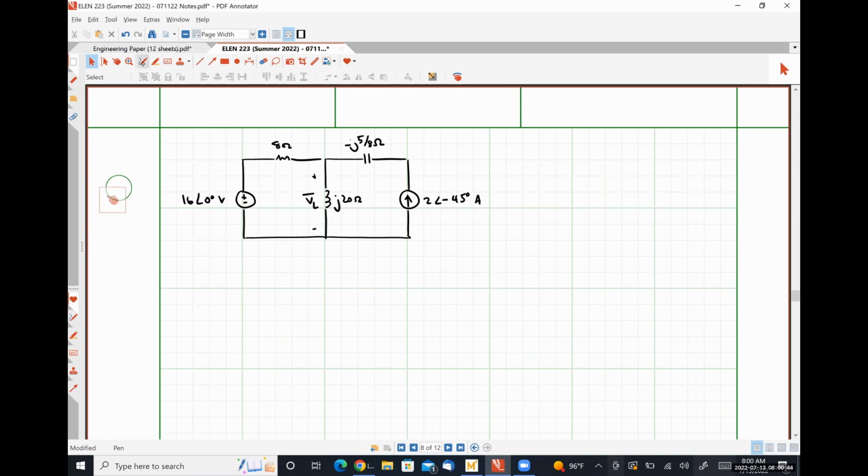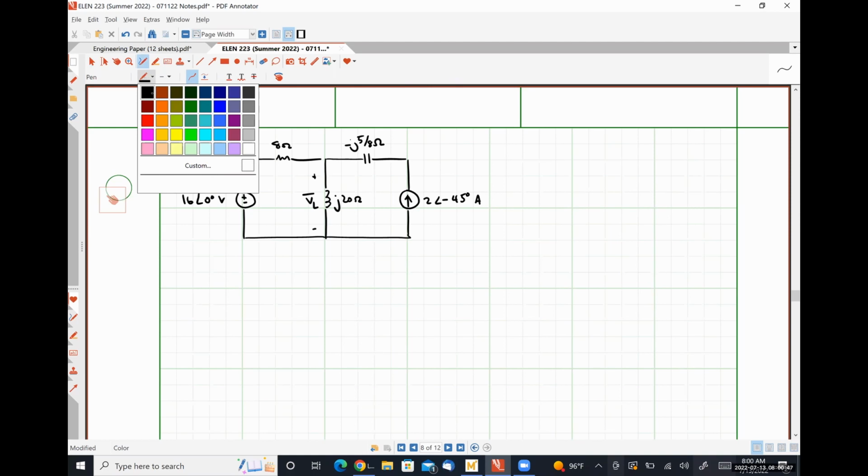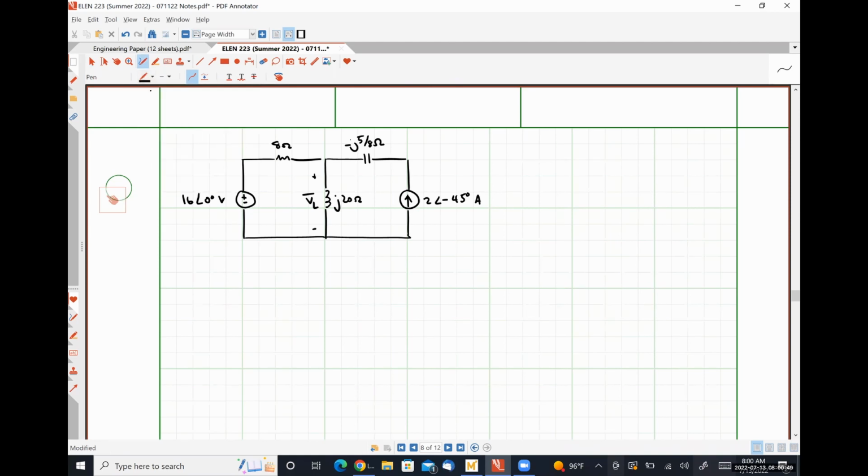So another way that we could potentially work this circuit, I believe to this point we've done mesh analysis and superposition. So another way that we could solve this circuit pretty easily would be using the Thevenin equivalent circuit. And then once we find the Thevenin equivalent circuit, we can easily do just voltage division to figure out what our voltage VL is, okay?